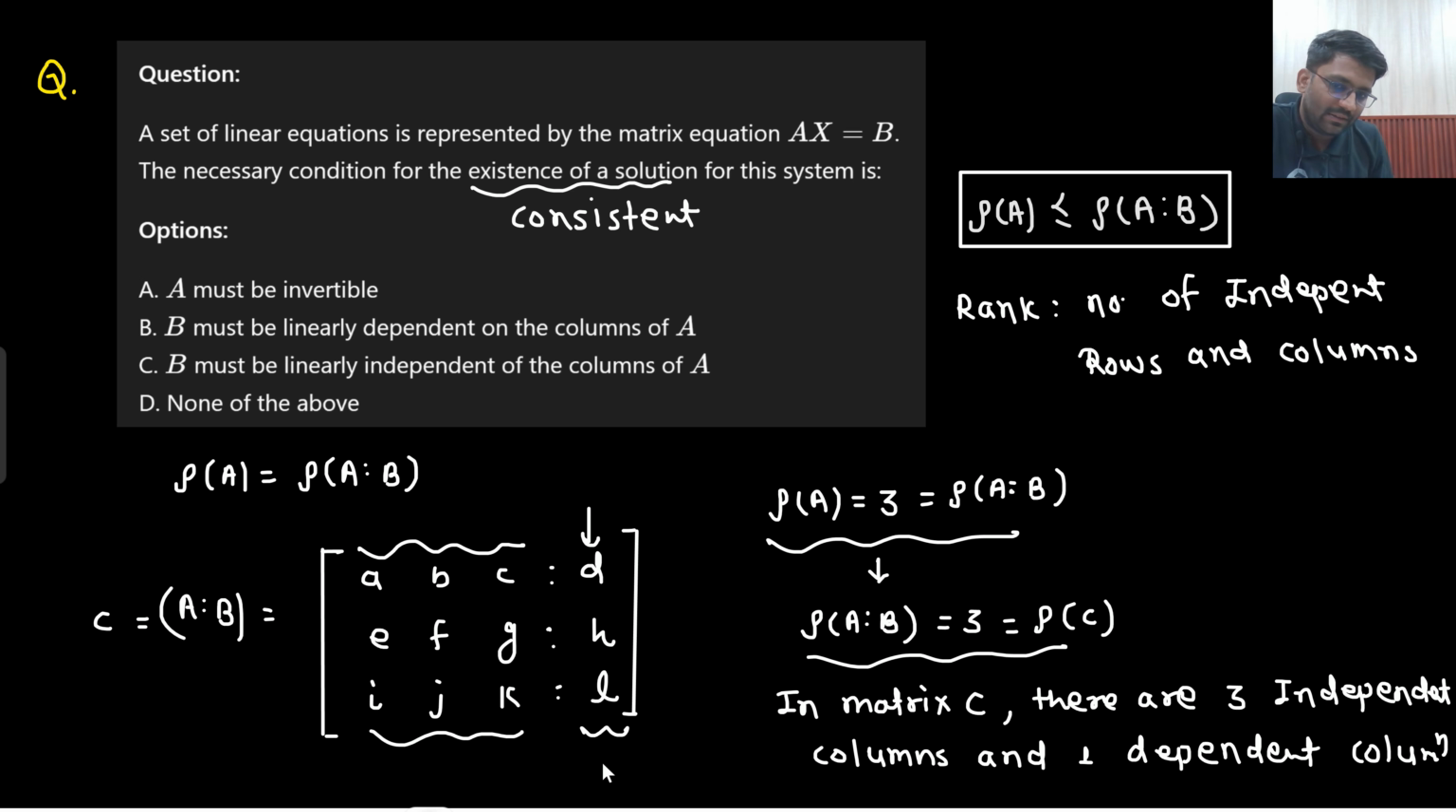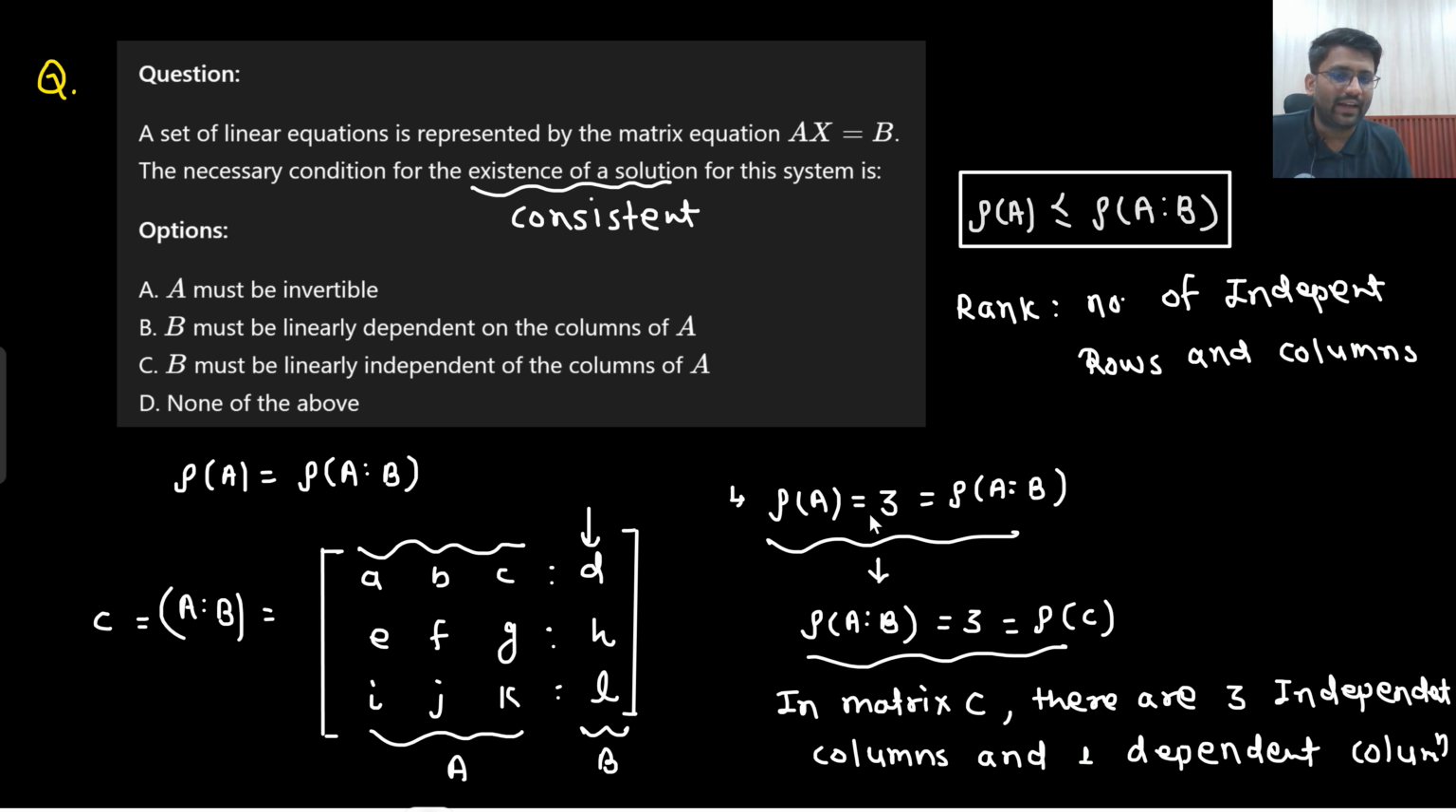What is this part? This part is B. And what is this part? This part is A. So B must be linearly dependent on the columns of A. Say yes or no. I took the condition that rank of A is equal to rank of A augmented B, which is equal to 3. Sir, why did you take this condition? Can we take another condition as well? Yes, you can check other conditions as well. As of now, we are checking this condition. We will check other conditions as well.